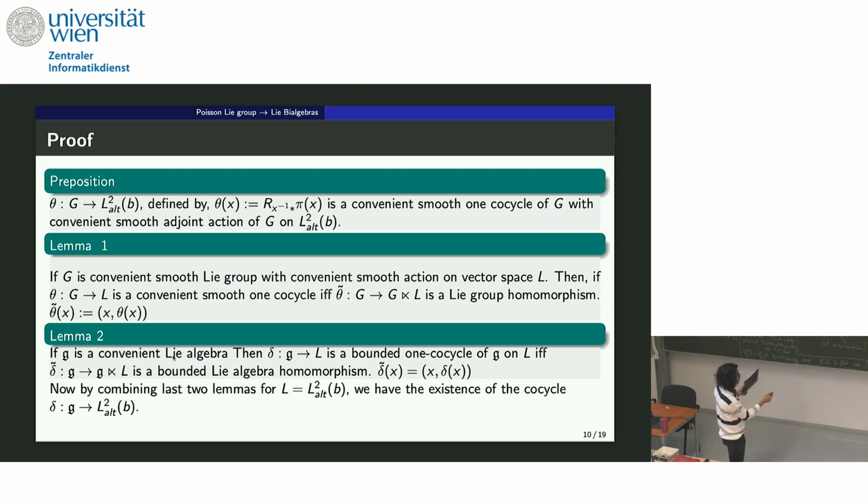This one cocycle condition is the same as this map being a Lie group homomorphism. And then we can just differentiate this map to get a Lie algebra homomorphism. Let's say this is the delta tilde, and this is the same as the second component being a smooth one cocycle of the Lie algebra G. This is one of the conditions that we wanted to define a Lie bialgebra structure. And what else do we need? We need to show that the dual of this map defines a Lie bracket on B.